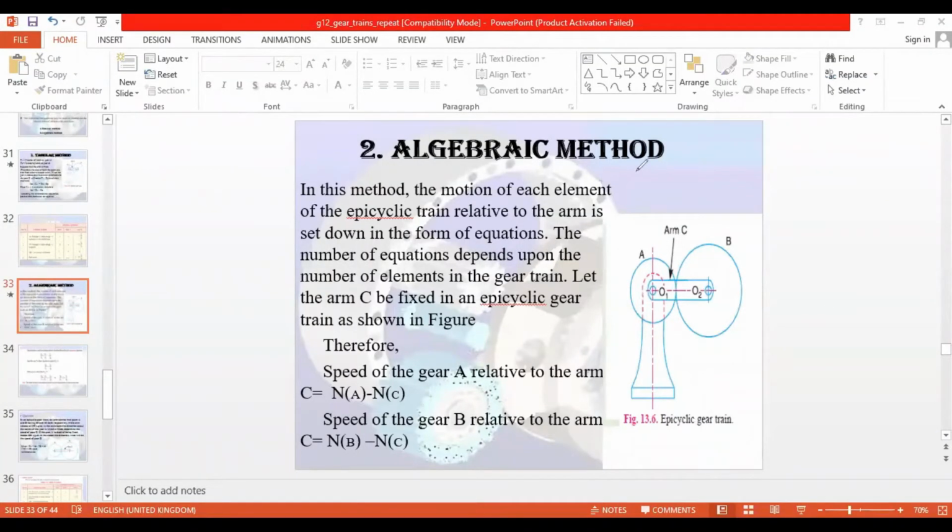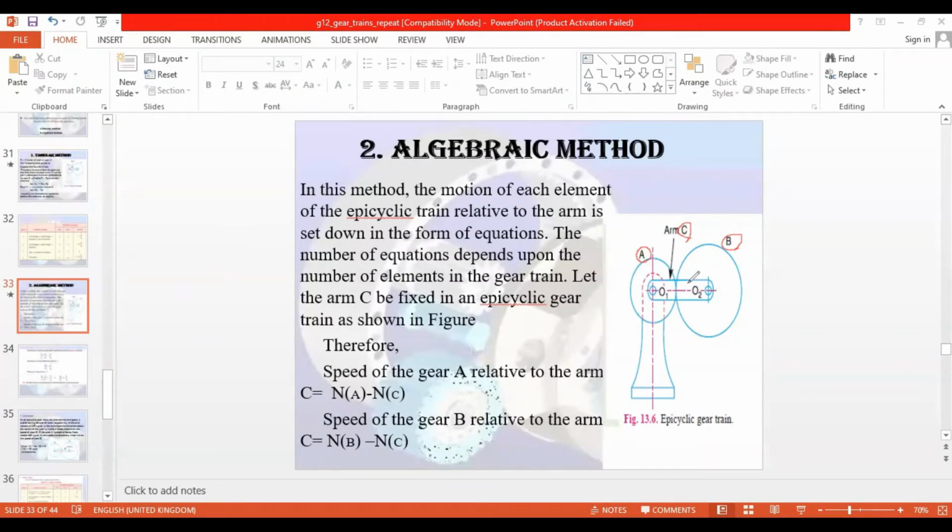We'll see. In this algebraic method, the motion of each element of the epicyclic train relative to the arm is set down in the form of equations. Each element, A is an element, B is an element, and the arm is an element. The number of equations depends upon the number of elements in the gear train. Let the arm C be fixed in an epicyclic gear train as shown in the figure.